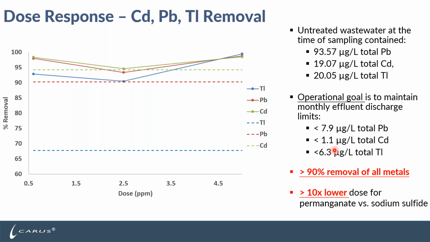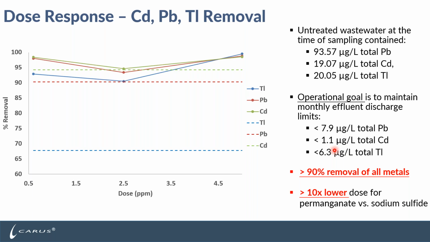So jar test studies here were performed to look at thallium, lead, and cadmium removal compared with the incumbent treatment strategy, which was sodium sulfide. Now, clearly, oxidation is certainly required for effective thallium removal, as we saw with the Oceana Gold case study, but lead and cadmium removal is mainly based on precipitation by pH adjustment to those alkaline conditions. So the key here was to ensure that thallium treatment with permanganate didn't adversely affect the lead or cadmium removal.